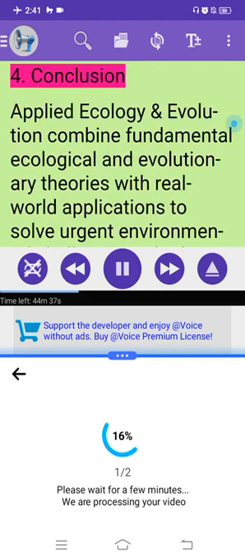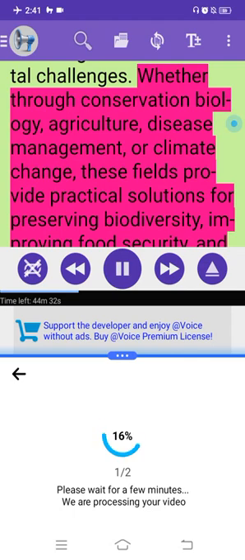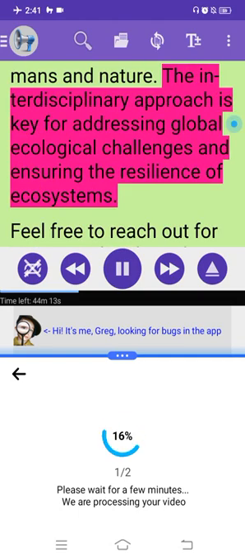4. Conclusion. Applied ecology and evolution combine fundamental ecological and evolutionary theories with real-world applications to solve urgent environmental challenges. Whether through conservation biology, agriculture, disease management, or climate change, these fields provide practical solutions for preserving biodiversity, improving food security, and promoting sustainable interactions between humans and nature. The interdisciplinary approach is key for addressing global ecological challenges and ensuring the resilience of ecosystems.